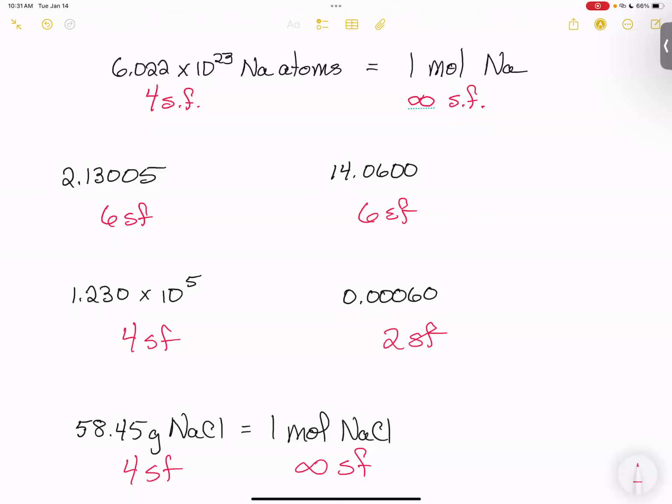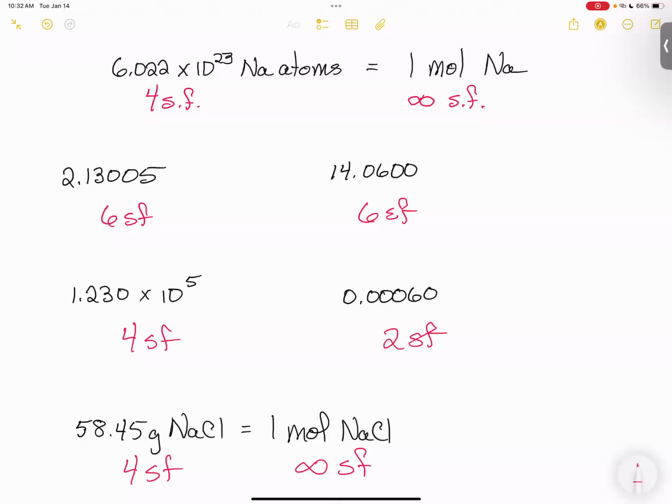Questions? So on 6.022 times 10 to the 23rd sodium atoms is equal to 1 mole of sodium. That is Avogadro's number. The Avogadro's number portion, you have to actually count up the number of significant digits. There were 4 digits in the mantissa, so that's why there's 4 sig figs. But the 1 mole portion of that equality, that 1 mole is an exact number, and therefore there's an infinite number of significant digits.